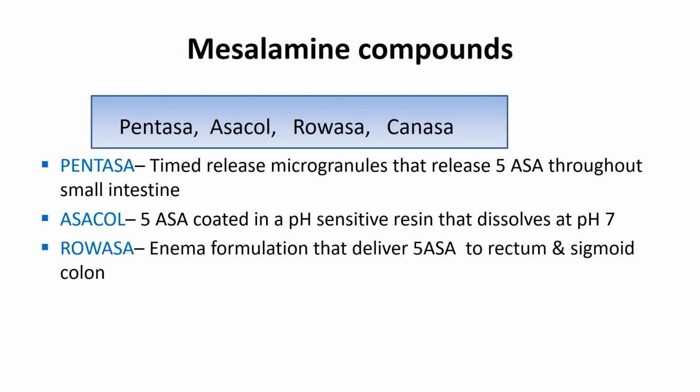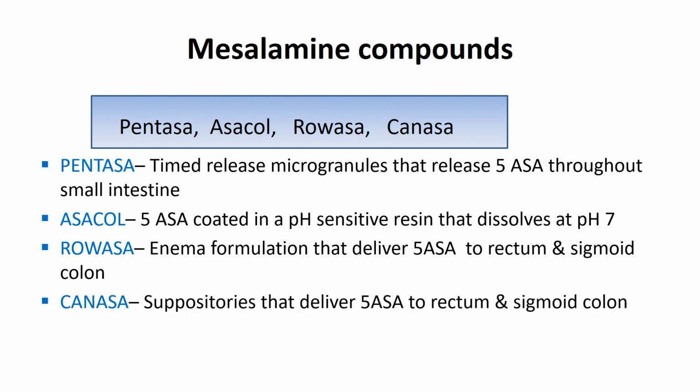Next is Rowasa, an enema formulation that delivers 5-ASA to the rectum and sigmoid colon. So it is an enema preparation. Another, Canasa, is a suppository. One is a liquid formulation, the other one is a solid formulation. So Canasa is a suppository which delivers 5-ASA to the rectum and the sigmoid colon.